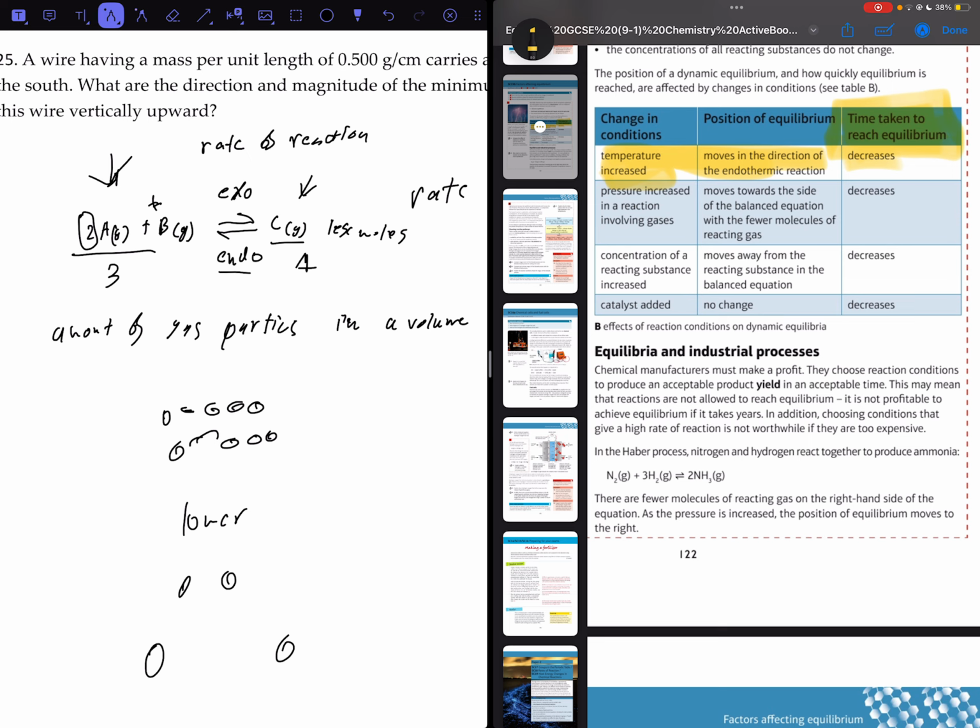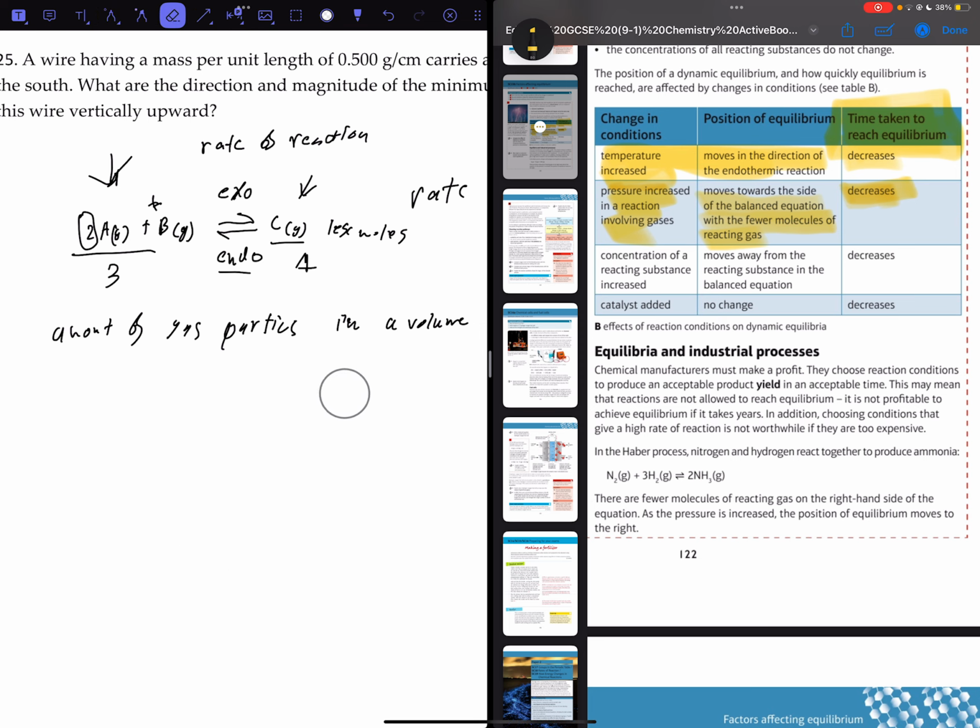And higher pressure does mean higher rate of reaction, so lower time to reach equilibrium. Again, equilibrium moves towards the side of the balanced equation with fewer molecules. So that's the rule for pressure. Higher pressure means more particles colliding with each other, which means higher rate of reaction, so lower time to reach equilibrium. Remember how I told you equilibrium is that state where the concentrations don't change? If we have a higher rate of reaction, we reach that state quicker. That's the idea.